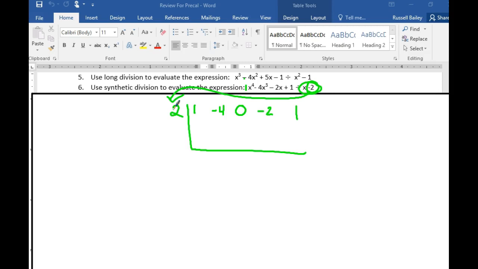Now we're ready to actually do some of the math work here that's going to help us get our answer. So the first thing you do is you bring down your 1. Then you multiply this number times this number, which is 2, right? And you put it here. Then you combine down and repeat. So -4 plus 2 makes -2. So now I'm going to repeat that process. 2 times -2 is -4. Combine down and repeat. 2 times -4 is -8. Combine down, repeat.